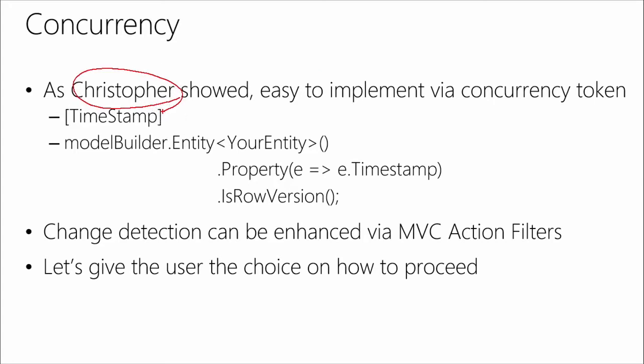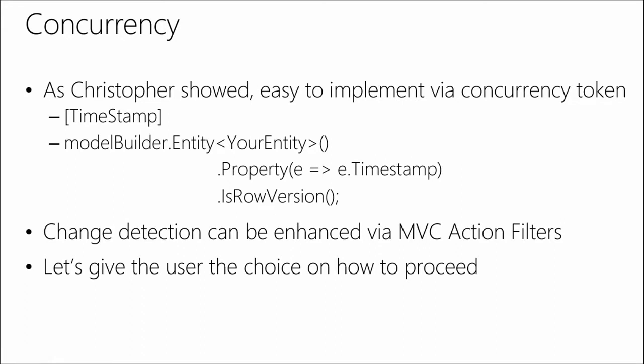As Christopher showed, it is really easy to implement via concurrency token. So using the timestamp here and adding it, you can automatically tell Entity Framework that that's supported as a row version on the server side. So what we're going to do now is you can also specify that with your Fluent API. You don't need a timestamp attribute. Now, we can do something really cool here.